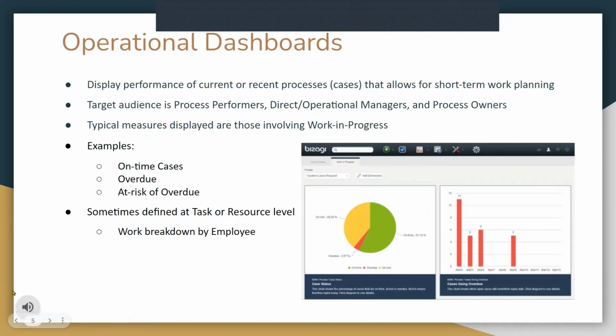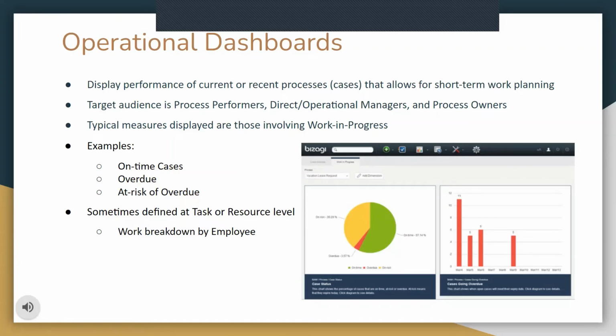The first type of dashboards that we will be discussing are operational dashboards. These dashboards generally display the performance of current or recent processes, and in this context, they're called cases, and they allow for short-term work planning. The target audience tends to be the actual performers of the processes, such as employees, their direct managers or operational managers, and the actual owners of the processes. And this, again, just gives way to general oversight of the process.